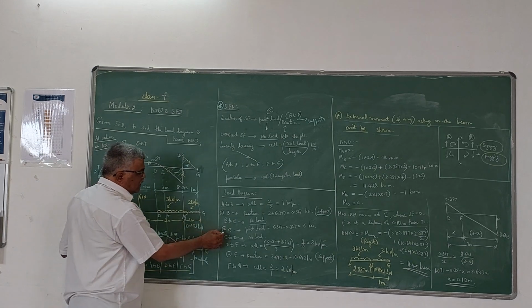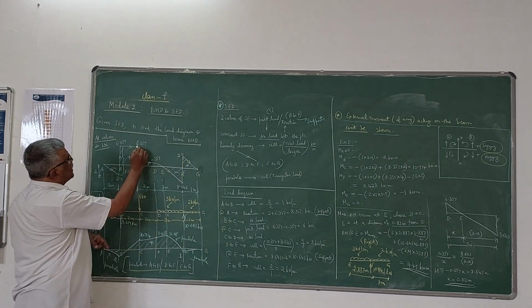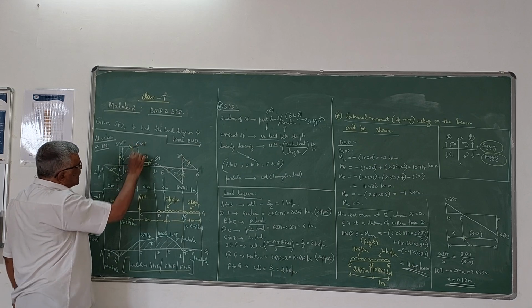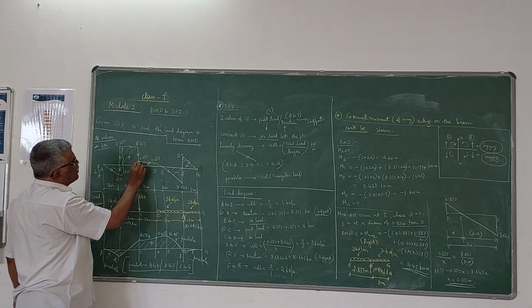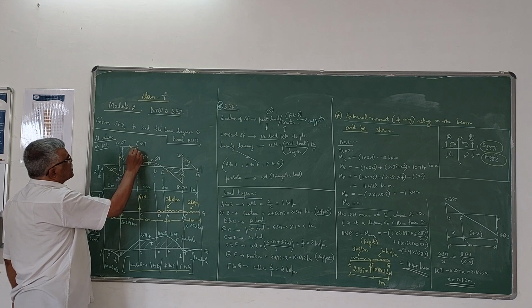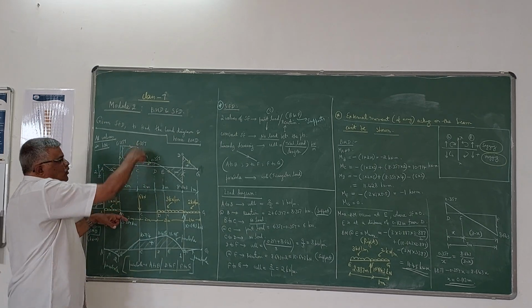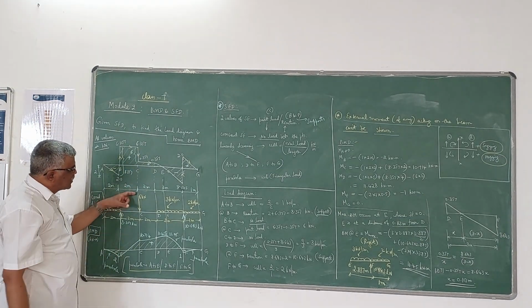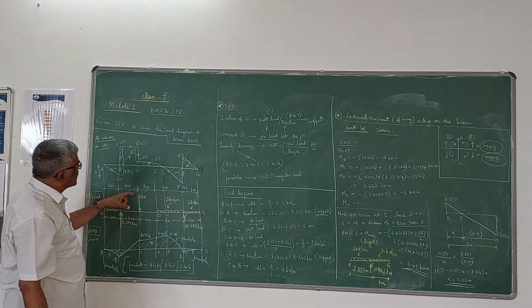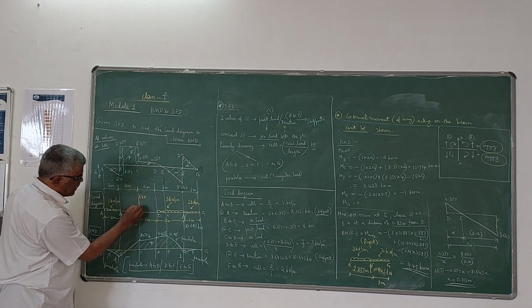Then at C, once again, you can see that the shear force decreases from 6.357 to 0.357. That means the difference is 6 kilonewton. The shear force is decreasing, so a downward force of 6 kilonewton is acting at C. So that we can show here.